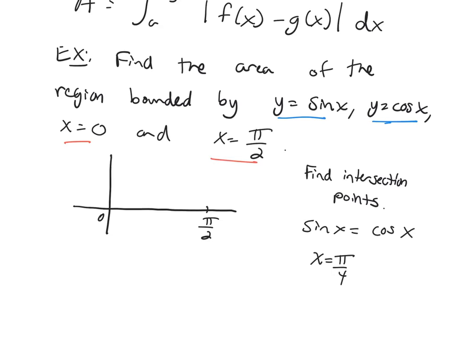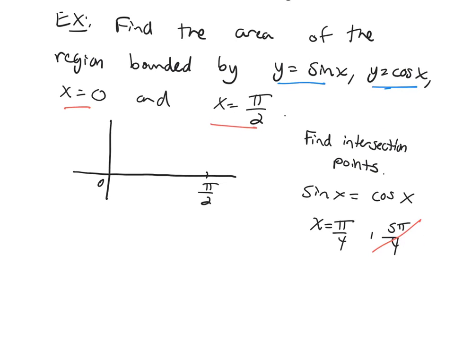I think the other one is 5 pi over 4, but that's outside of our range, so we don't really care about it. So pi over 4. At pi over 4, halfway into this interval, they're the same value. Okay. So I know where they intersect, so let's start by graphing these functions.